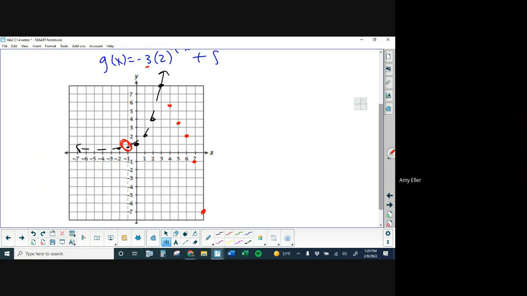Connect them when you're done. Makes it kind of a smooth curve. And it's going to bottom out. You can usually tell what it's going to. Oh, I better fix that last point. Let me recheck my last one.